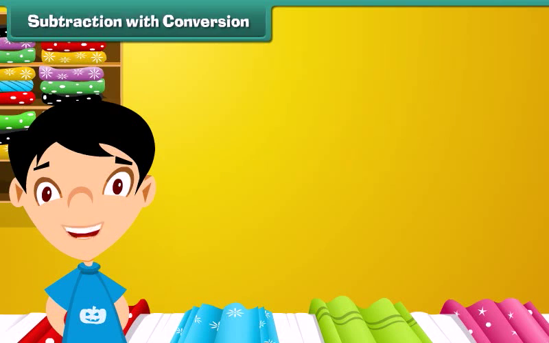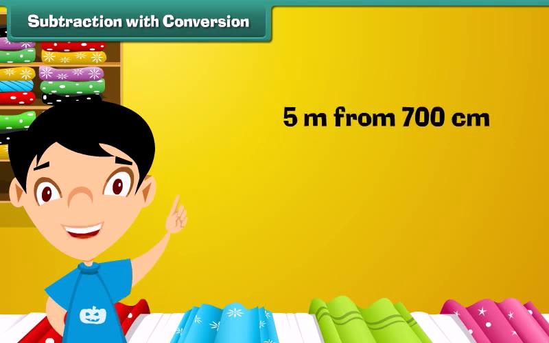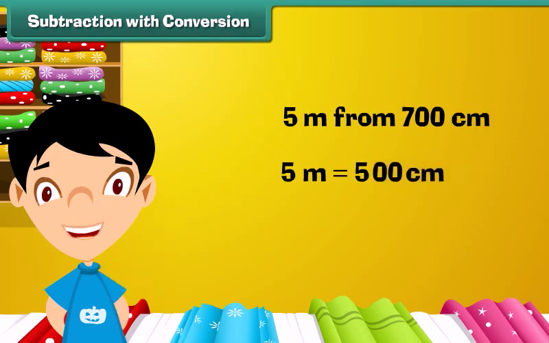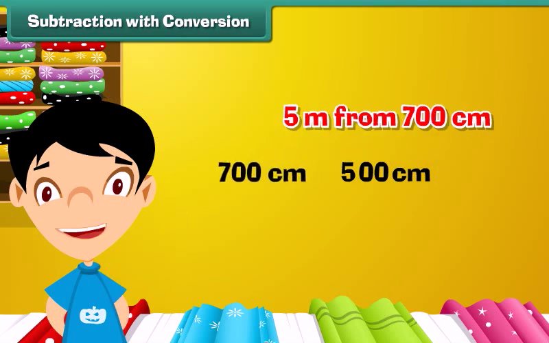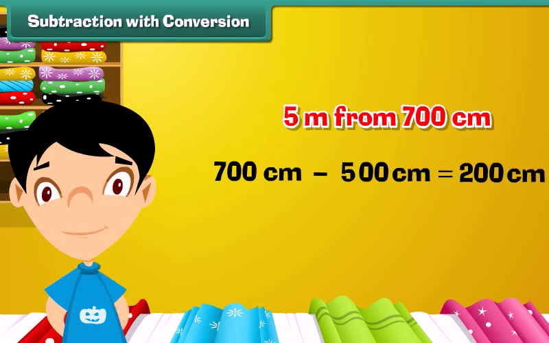Subtraction with conversion. Let us now move on to subtraction. Let us subtract 5 meter from 700 centimeter. 5 meter is equal to 5 into 100 centimeter, which equals 500 centimeter. 700 centimeter minus 5 meter is equal to 700 centimeter minus 500 centimeter, which equals 200 centimeter.